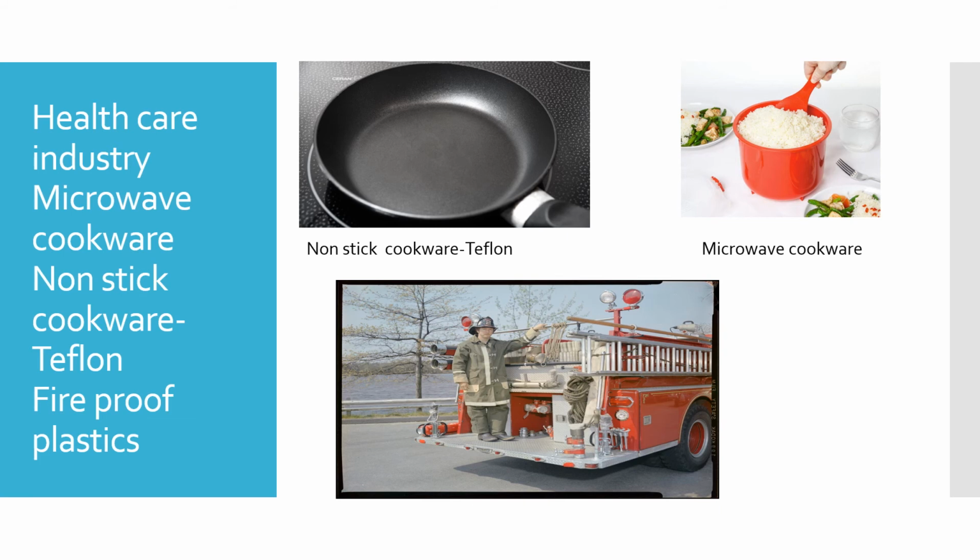Now let's see how it is used as cookware in microwave ovens. Special plastic cookware is used in microwave ovens for cooking food. In microwave ovens, the heat cooks the food but does not affect the plastic vessel. Teflon is a special plastic on which oil and water do not stick. It's used for non-stick coating on cookware.